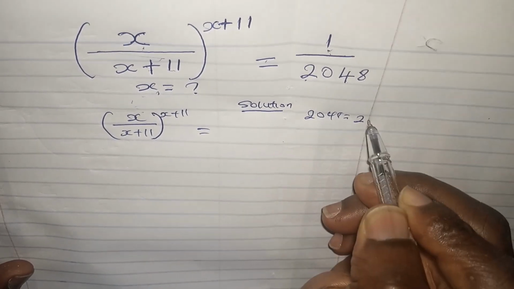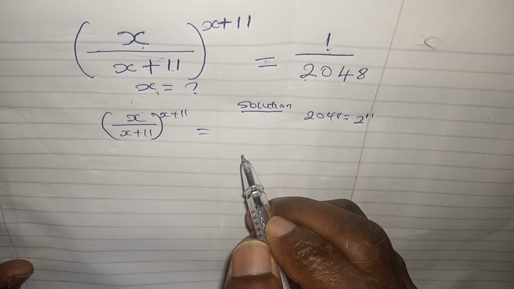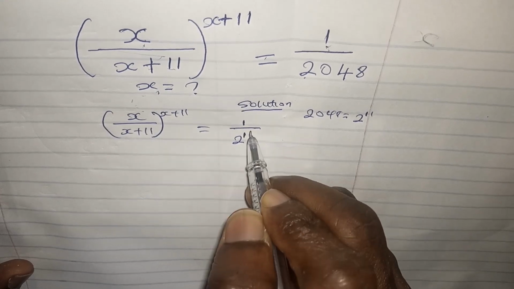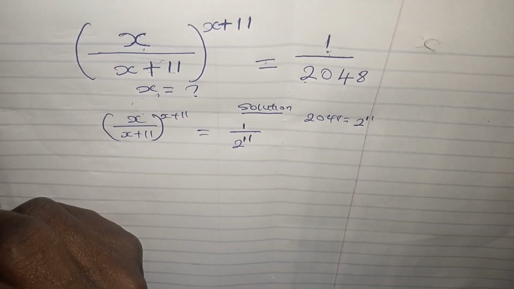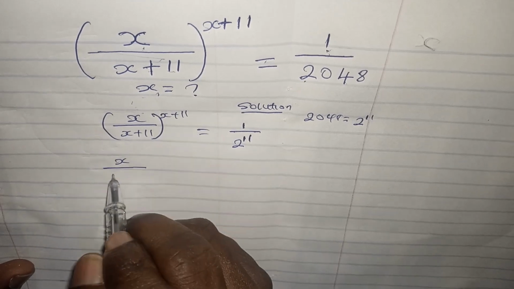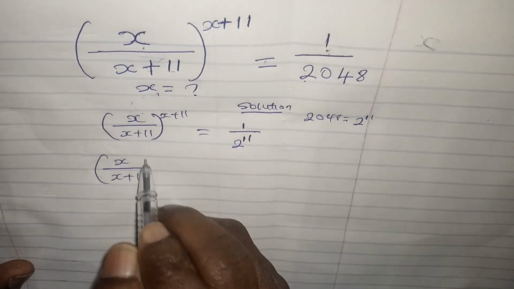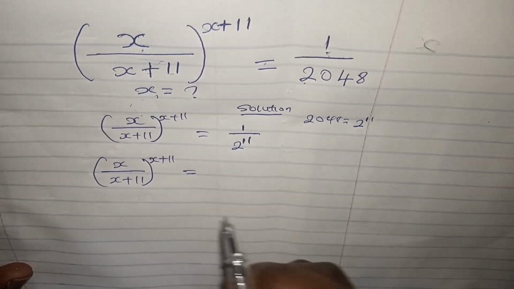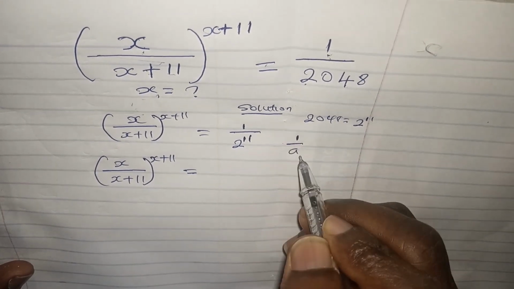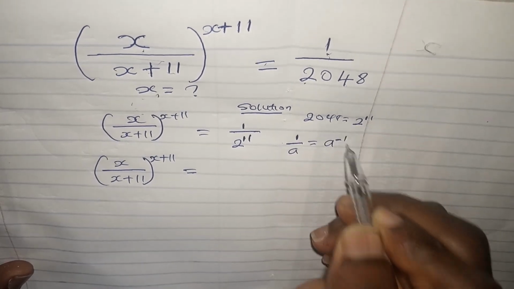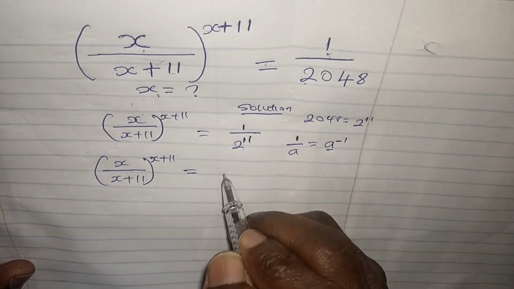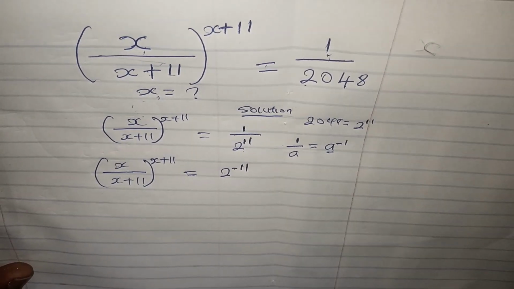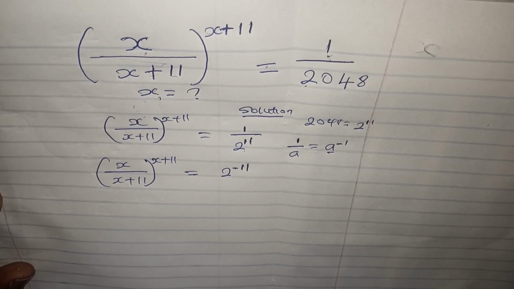2048 is also equal to 2 to the power of 11. So if I do that, I'm going to have 1 over 2 to the power of 11. So I'm going to have (x over x plus 11) all to the power of x plus 11 equals to, recall from your indices rule, if you're having 1 over a, that is also equal to a to the power of minus 1. So if we put this rule here, we can simply have this to be 2 to the power of minus 11. Okay, so we've gotten this, so what are we simply going to do?